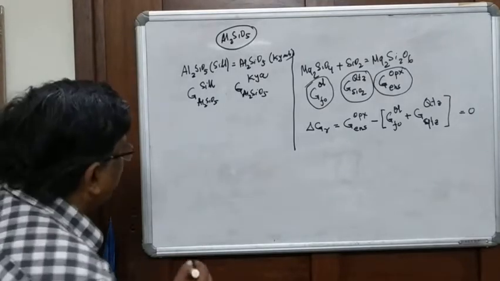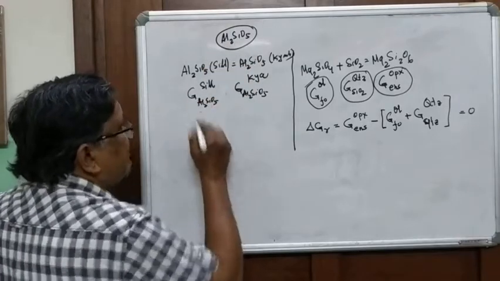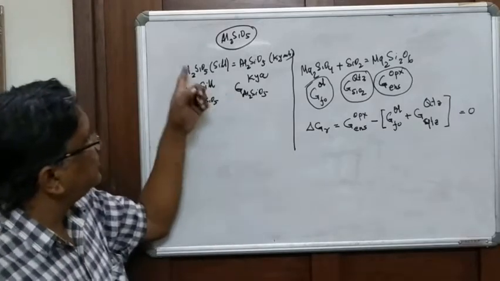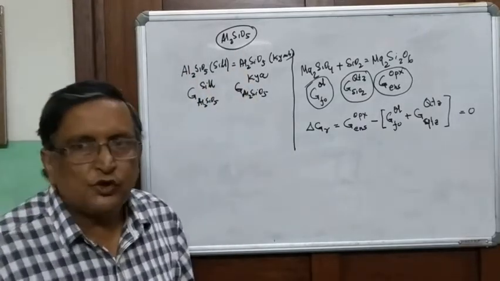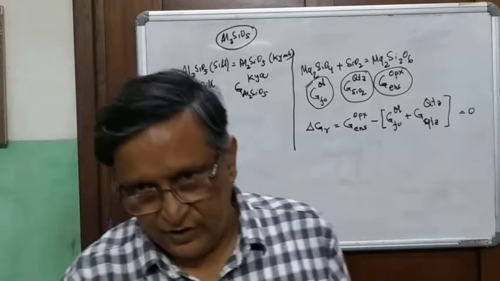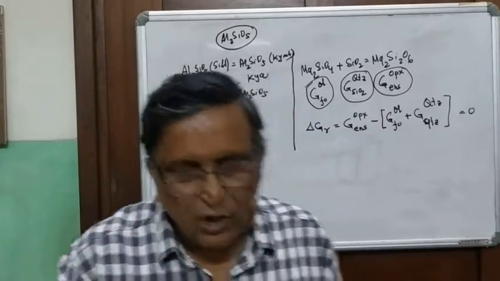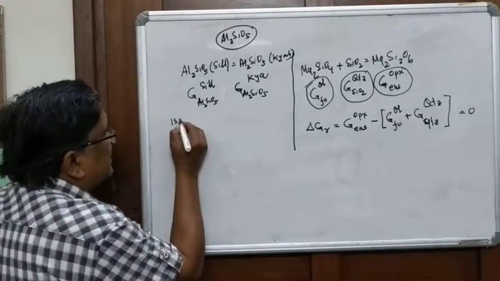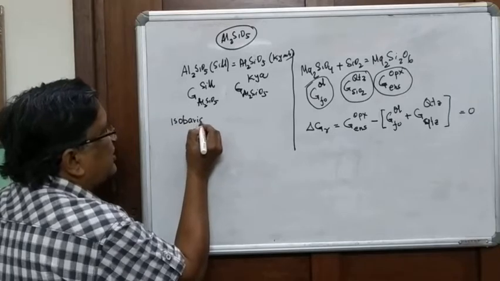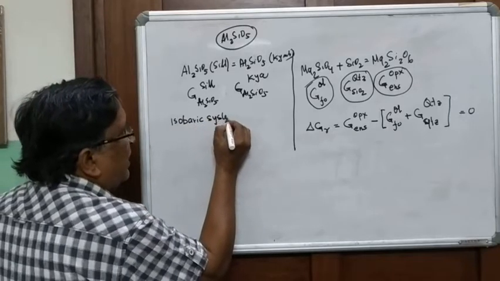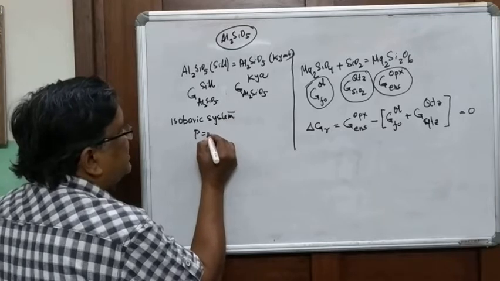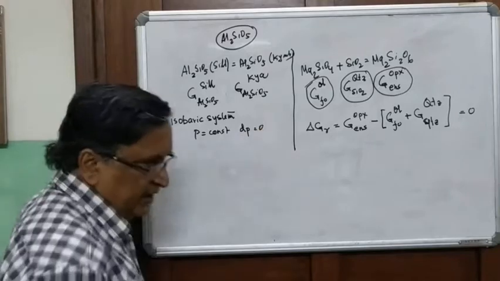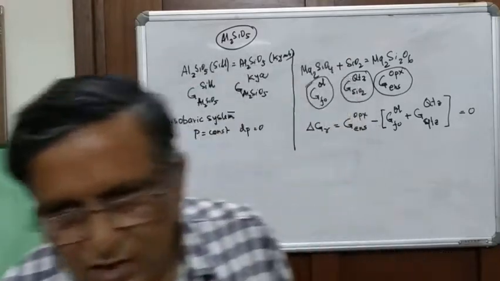So what happens at temperature? G is a function of temperature and pressure, but not composition, because these are all pure phases. So there is no composition term involved. So it's a function only of pressure and temperature. Now if you take an isobaric system, isobaric means P is equal to constant. That would mean dP, the derivative of it, is equal to 0. For a constant, the derivative is equal to 0.